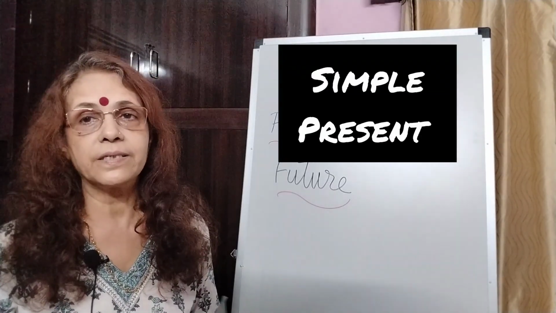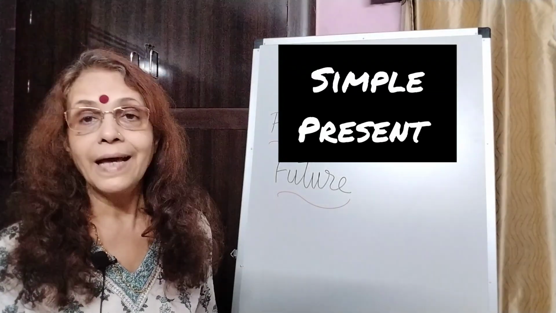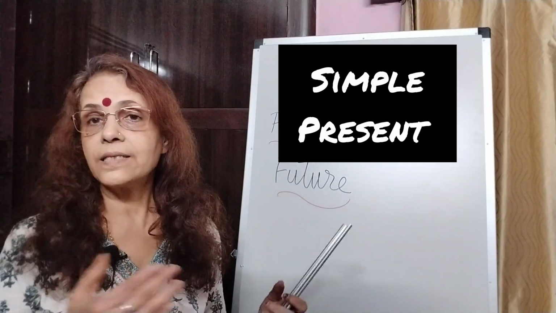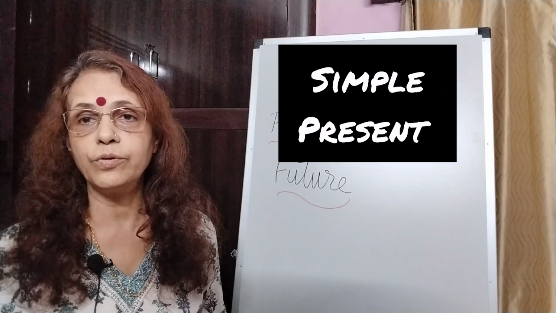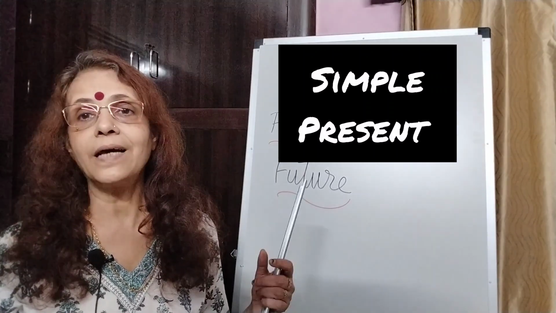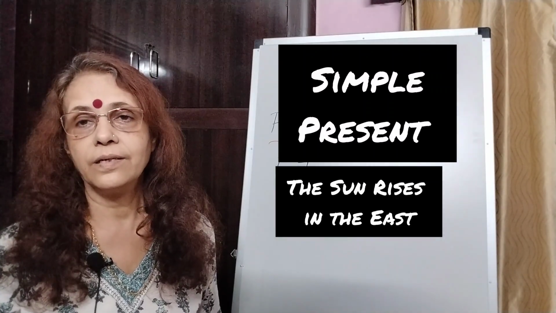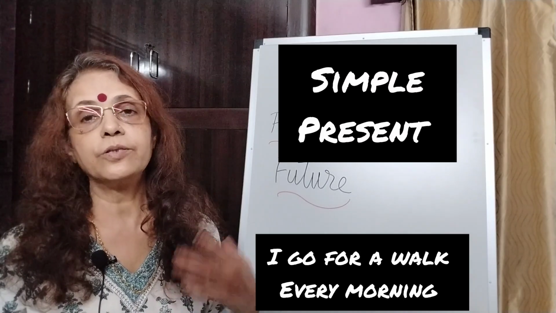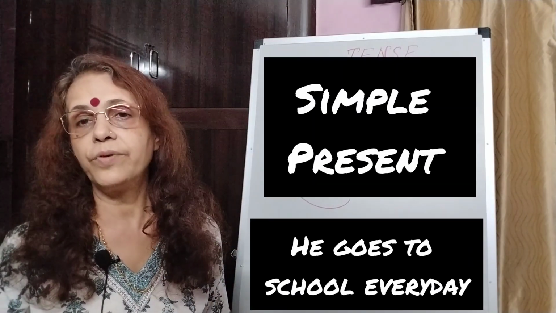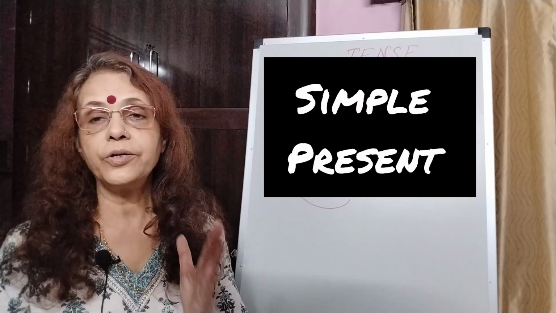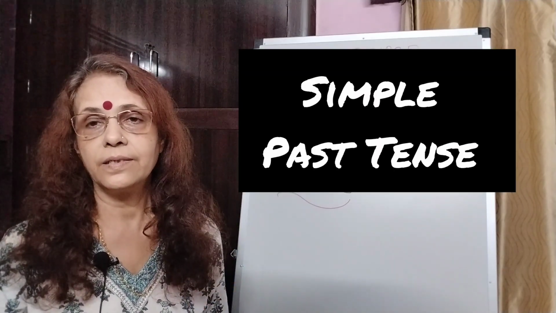So simple present, what do we understand by it? An action that has happened in the past, it is happening now and will happen even in future. So like the sun rises in the east. I go for a walk every morning. So it can mean also old habits. He goes to school every day. So these are your simple present tense.